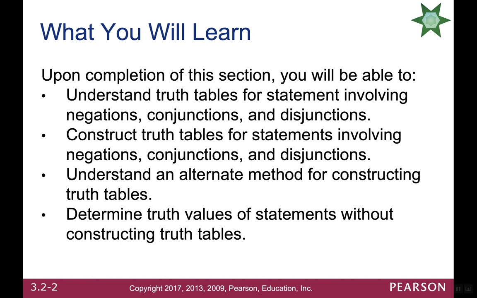The big deal, as far as I'm concerned, in this business is to understand truth tables in statements involving negations, conjunctions, and disjunctions. Can we construct a truth table for these statements involving negation, conjunctions, and disjunctions, and understand an alternate method for constructing truth tables? So let's go ahead and get started.